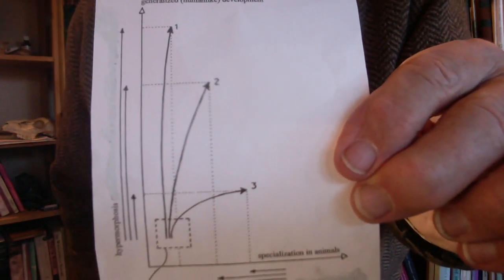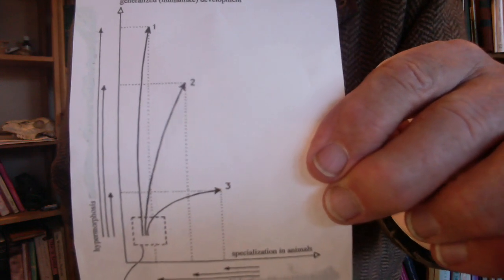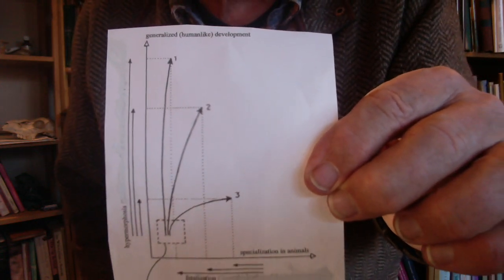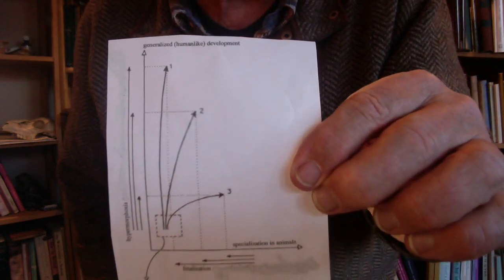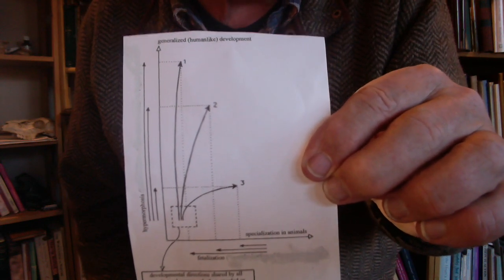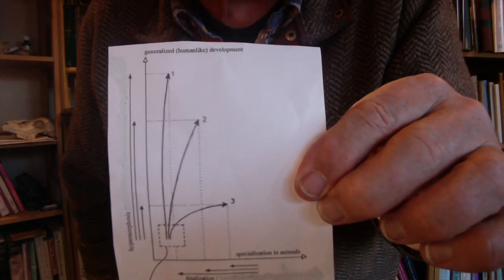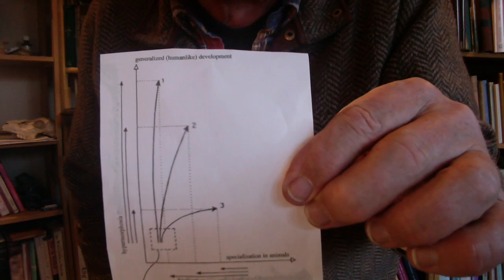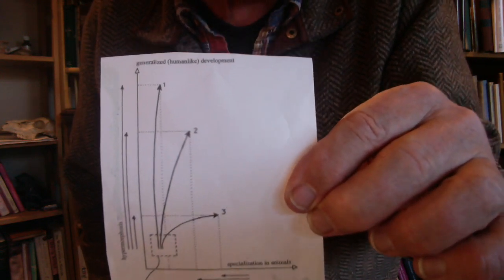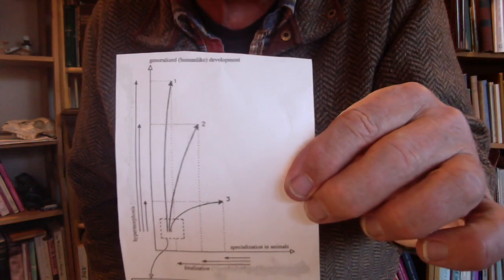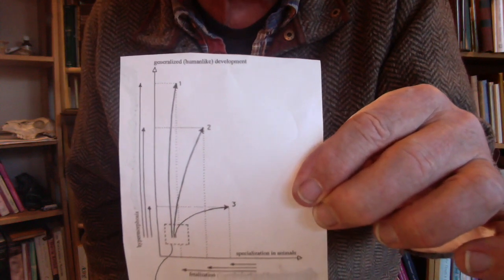In arrows 1, 2, and 3, we see that they all begin in the same place, in that dotted box below, but they increasingly diverge. Arrow 1, which reaches very far up, there we see that this hypothetical organism has diverged very little from the original form, while at the same time it has undergone a great deal of hypermorphosis and shows a very long lifespan.